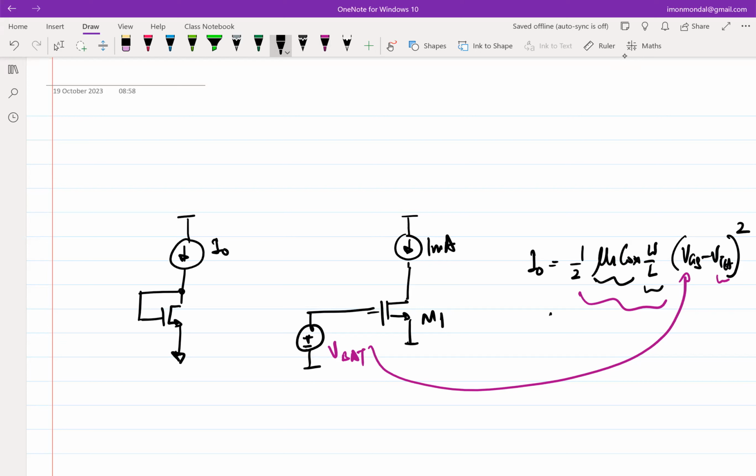And let's say half mu n Cox W by L is 1 milliamp per volt squared. And I kind of know threshold voltage is 1 volt. So I set the battery voltage to 2 volt. And this equation is telling me that if VGS is 2 volt, the current through the transistor has to be 1 milliamp. And I have this 1 milliamp current source. I hook it up like this, right? So in a practical scenario, do you think this is going to work? By work, I mean, will the transistor remain in saturation?